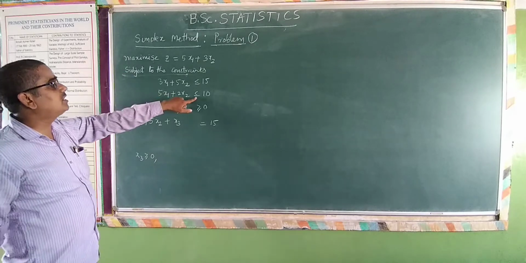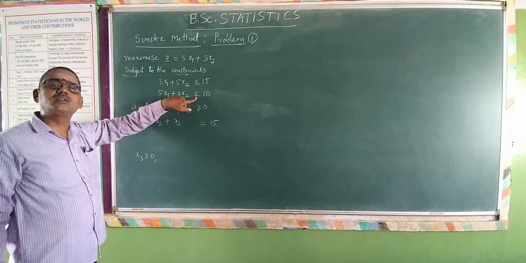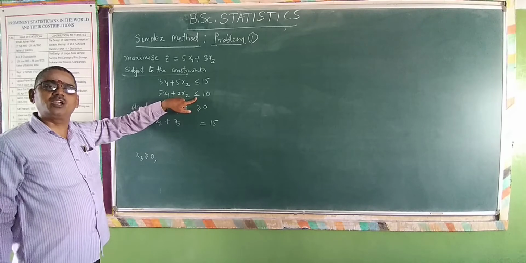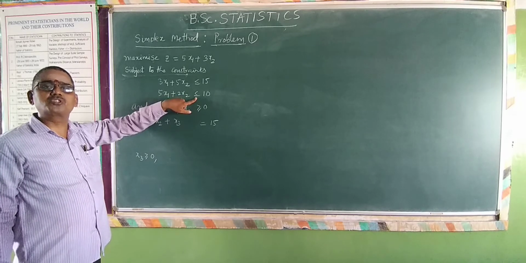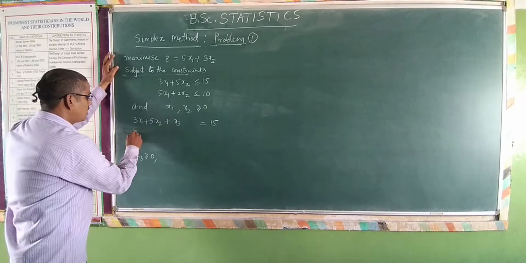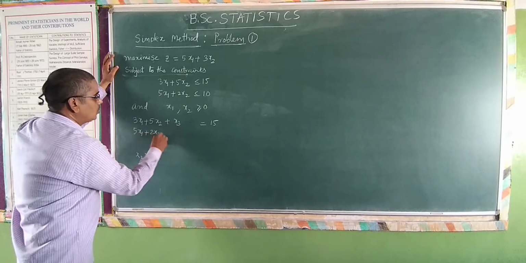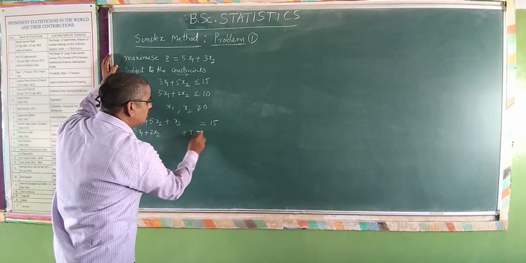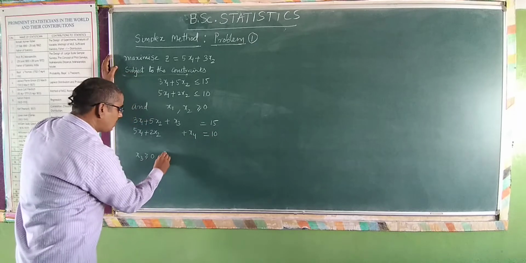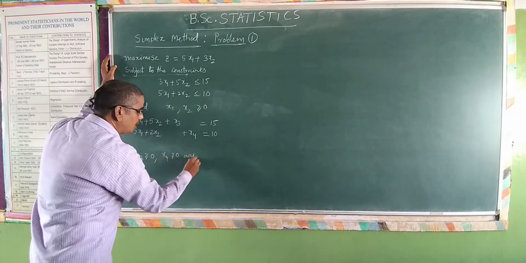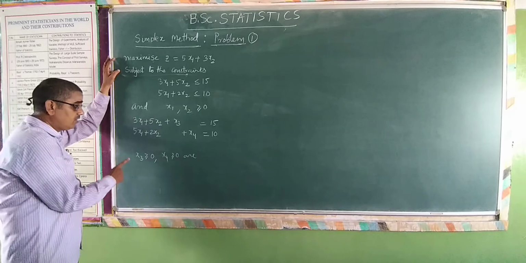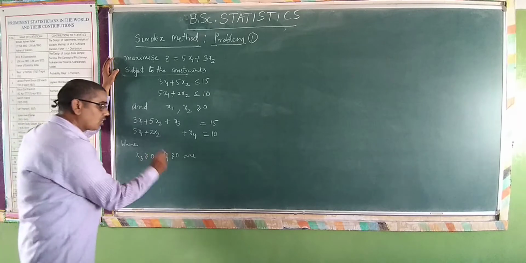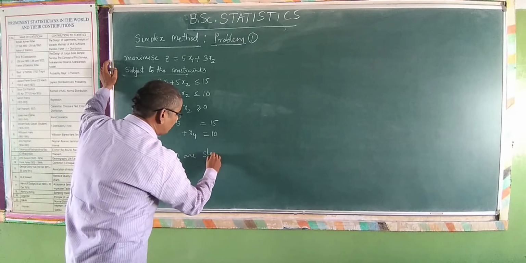And the second constraint is also a less than or equal to constraint. For converting this inequation into an equation, again we have to introduce one more slack variable: 5x1 plus 2x2 plus x4 is equal to 10. Here x4 greater than or equal to 0 is also a slack variable. Therefore I am writing where x3 greater than or equal to 0 and x4 greater than or equal to 0 are slack variables.